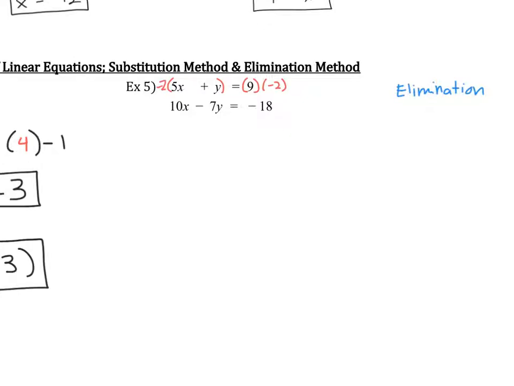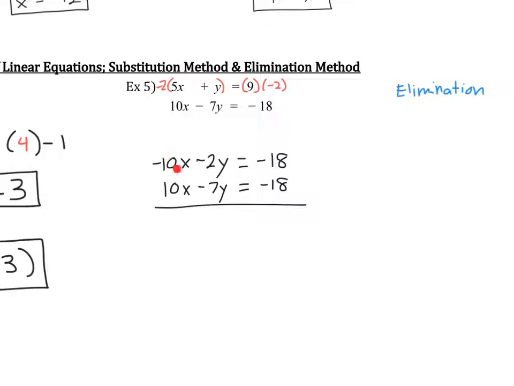So let's see what happens when I do that. I'm going to rewrite the entire equation below. So I'm going to distribute. Negative 2 times 5x is negative 10x. Negative 2 times y is negative 2y. And 9 times negative 2 is negative 18. Now I'm going to rewrite the second equation from above right below it.